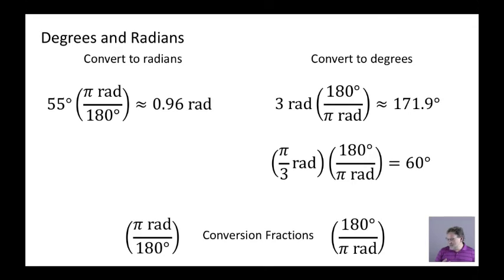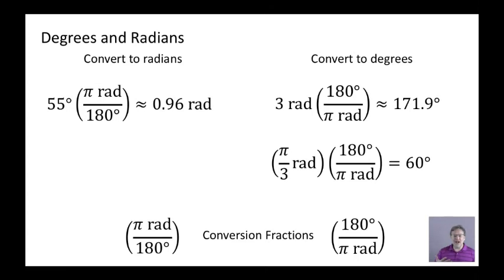Perhaps we can do the opposite thing here, in which we convert from radians back to degrees. Well, in this case, we're using a similar conversion fraction, albeit one that is flipped from the previous one, because we want the radians to cancel this time instead of the degrees. So 3 radians multiplied by 180 degrees on top and pi radians on the bottom gives us 171.9 degrees. Again, that's just a little bit less than 180 degrees. So 3 radians is a little bit less than 3.14 radians, pi radians. So 171.9 degrees is a little bit less than 180 degrees.